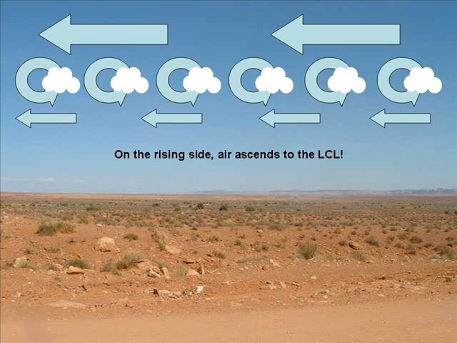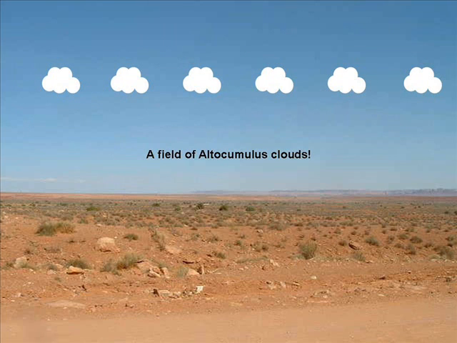Now, notice this air parcel did not start at the surface. It started in the slower layer of air and rose up towards the layer of air that's moving faster. But notice the result is a whole field of altocumulus clouds. This is why you don't generally see just one altocumulus cloud. You see a whole field of them.